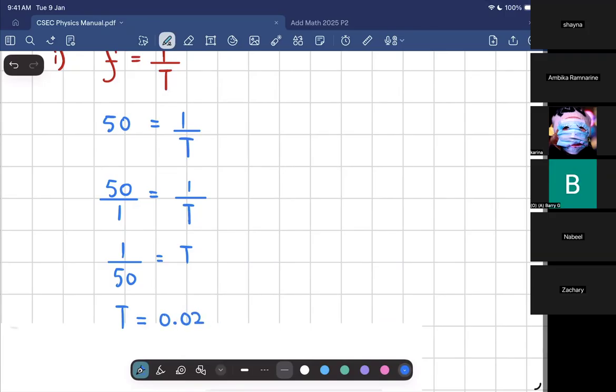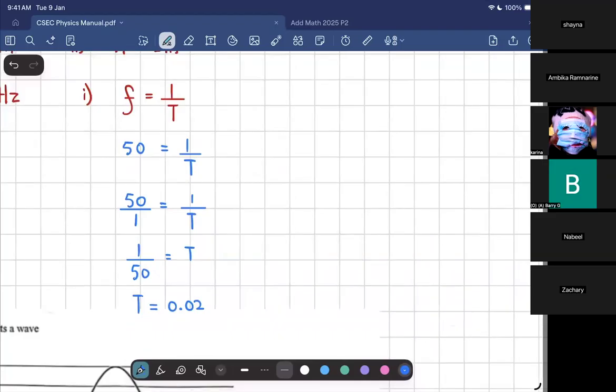And what are the units for period? Remember, period is... wait, that's frequency. Frequency is the amount of oscillations in 1 second. Period is simply the time it takes for one oscillation.